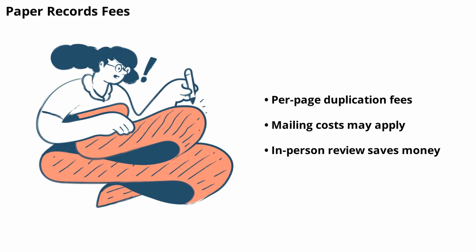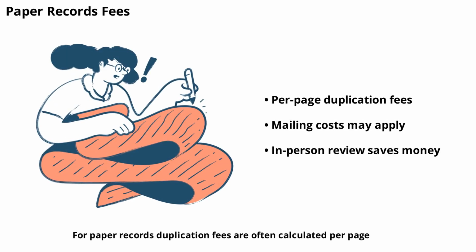For paper records, duplication fees are often calculated per page. Agencies may also charge for the cost of mailing or delivering the records to you. If large volumes of paper are involved, the total cost can become significant. Some agencies offer the option to review records in person, which can help you avoid duplication and mailing fees altogether. Always ask about available options before finalizing your request.